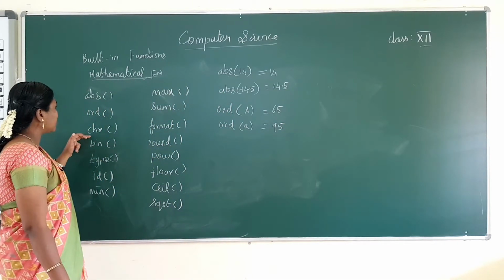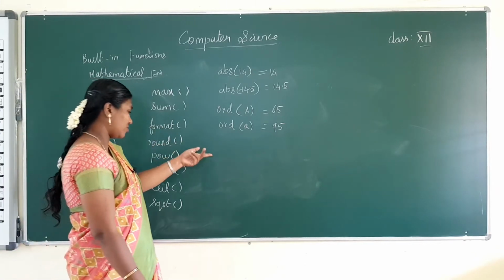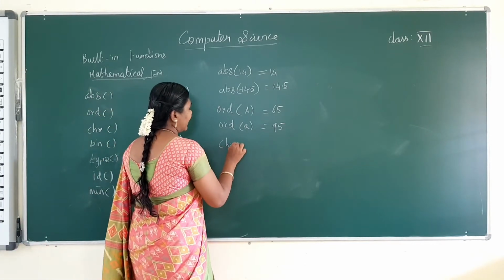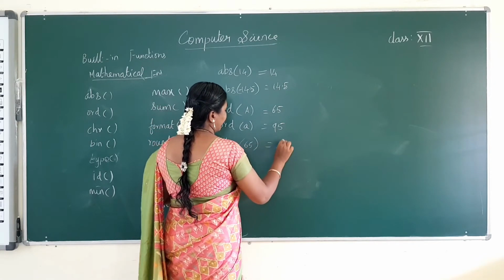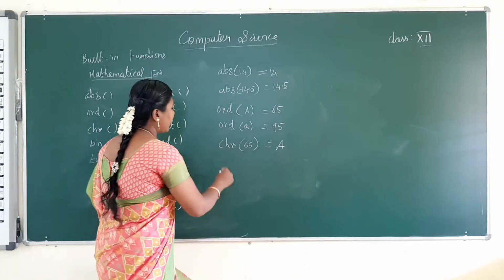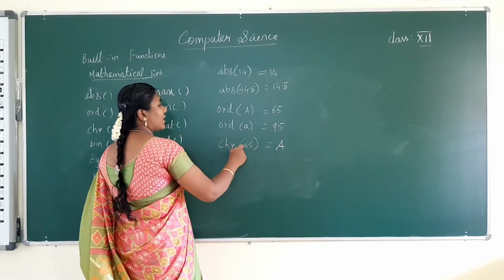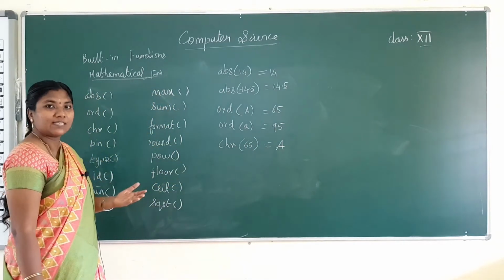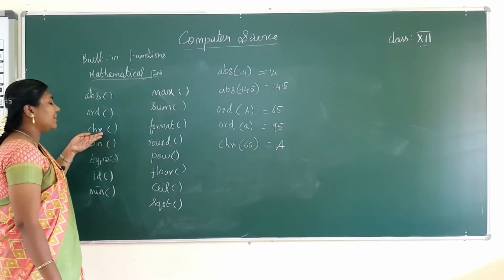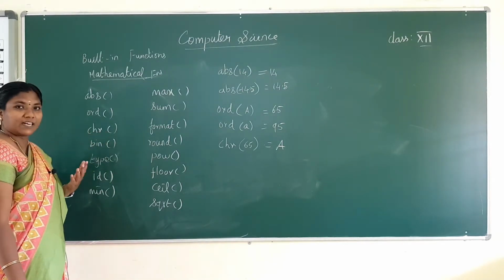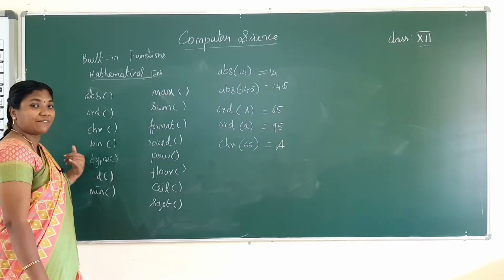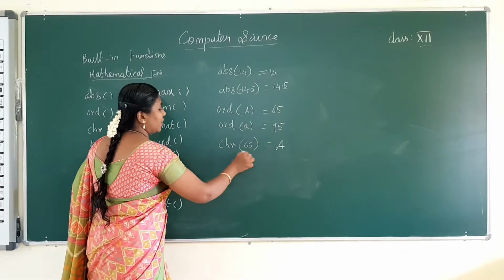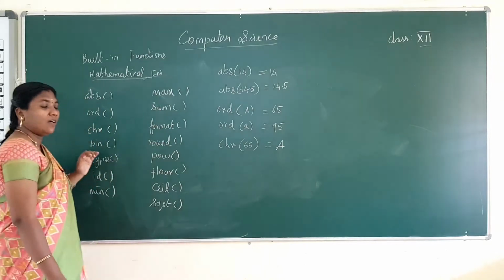And the next one, chr. It is the reverse process of the ord function. If you give 65, it will give the value as capital A. And if you give chr of 97, it will give the value as small a. So it gives the corresponding character or symbol which corresponds to the ASCII value.